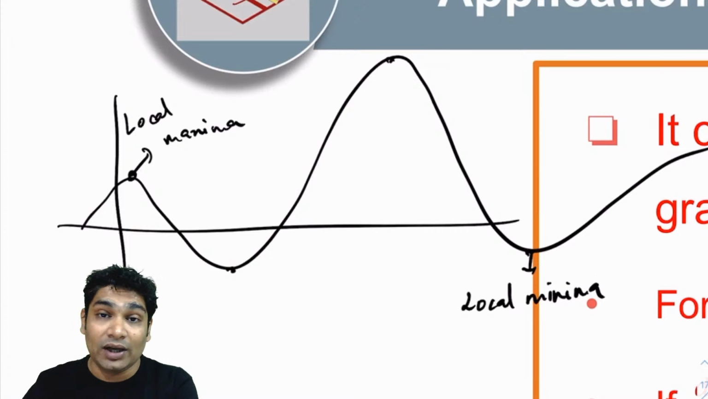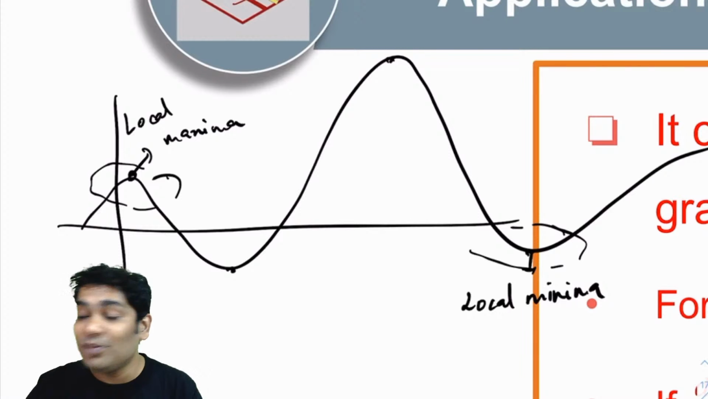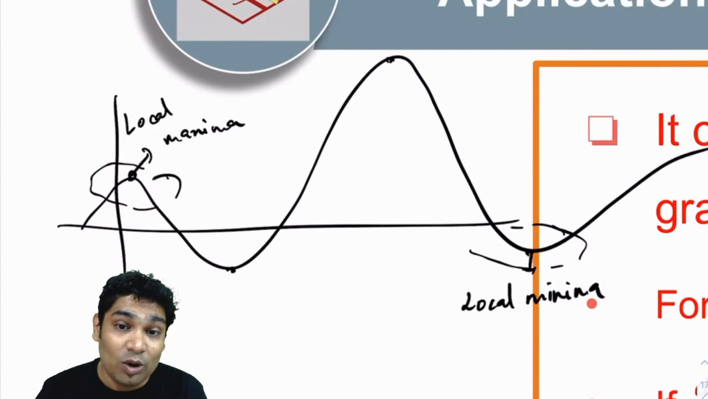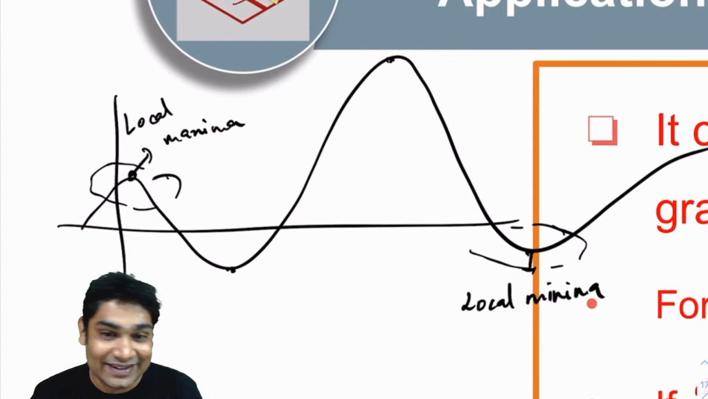Here you're only talking about a region. In a small region, this has the maximum value. In a small region, this has the minimum value. So these are called local maximas and local minimas. Yes, you seem to know your calculus, Trillions.